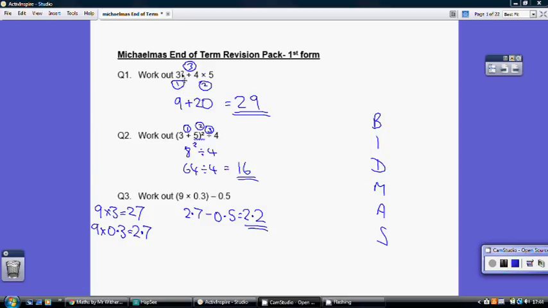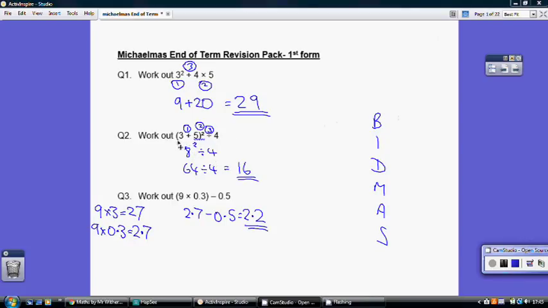So the squaring comes first, 3 squared, remember that means 3 times 3, which is 9. Then secondly we do the multiplication, 4 5s are 20, and only thirdly do we do the addition, 9 add 20 equals 29.